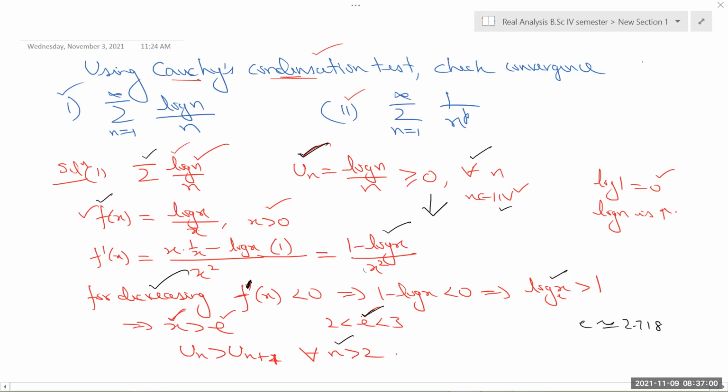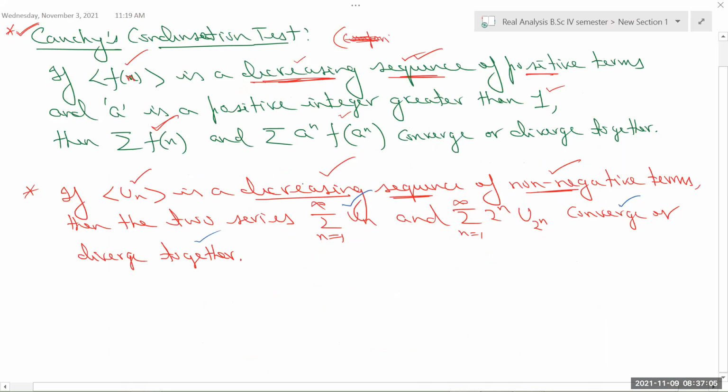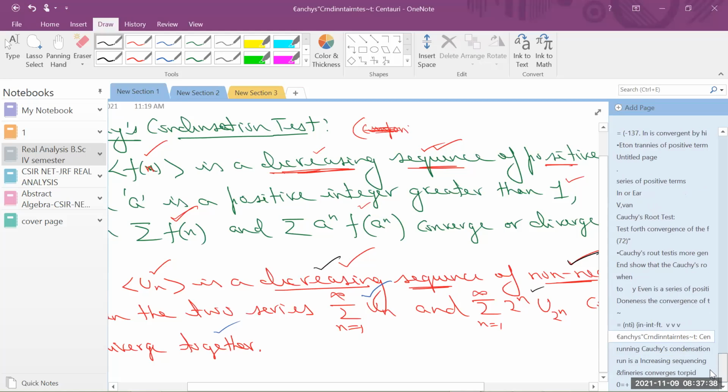So those are two requirements. The first requirement is that it should be a series of non-negative terms, and the second requirement is that un must be a decreasing sequence. If it happens, then the nature of these two series, summation un and summation 2 to the power n u of 2 to the power n, will be alike. So if we know the nature of this one, then I can conclude about the nature of the summation un.